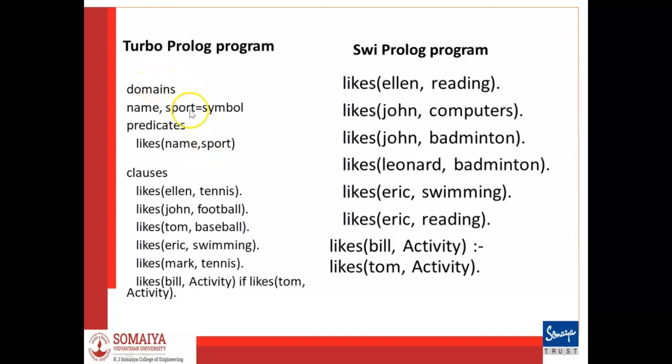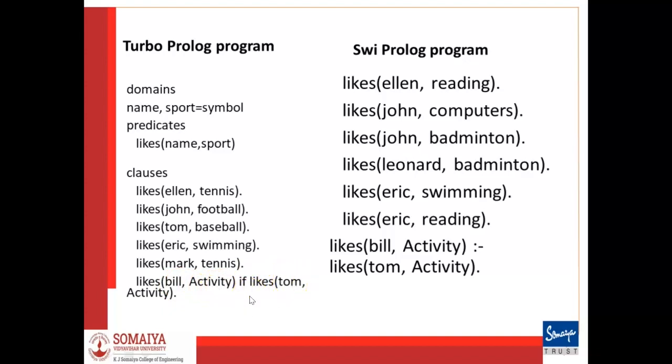As we can see, domains, predicates, clauses are the titles of the sections and they are compulsory, while in Swi-Prolog, the titles are not compulsory. We have not given a goal here. That means every time we execute the program, we can write the goal in the execution section and accordingly we can go on executing different goals. So the program goes like this. Alan likes tennis, John likes football, Tom likes baseball, Eric likes swimming, Mark likes tennis, and Bill likes the activity if Tom likes the same activity.